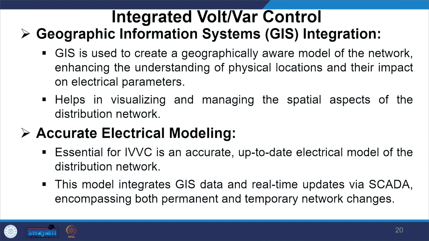Now, further, geographic information system, that is GIS integration, is used to create a geographically aware model of the network, enhancing the understanding of physical locations and their impact on electrical parameters. It helps in visualizing and managing the spatial aspects of the distribution networks.